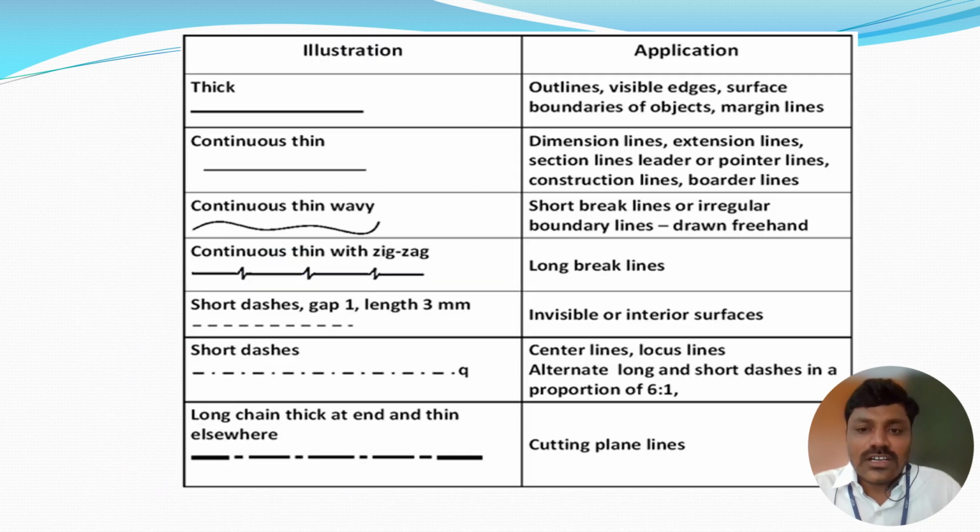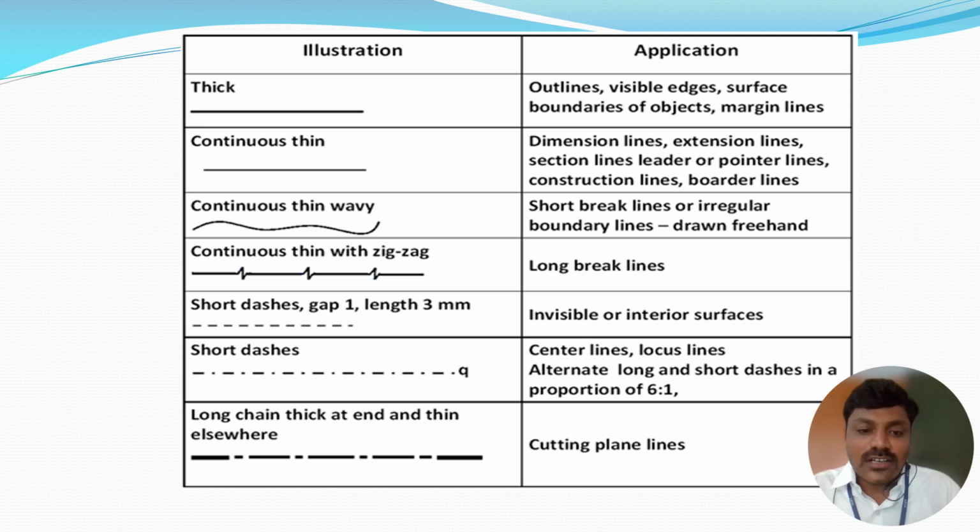These are the different types of lines used in engineering graphics. First one is the thick line: outlines, visible lines, surface boundaries of the objects, and margin lines. Next is the continuous thin lines. These are used for dimension or extension lines, section lines, construction lines or border lines.